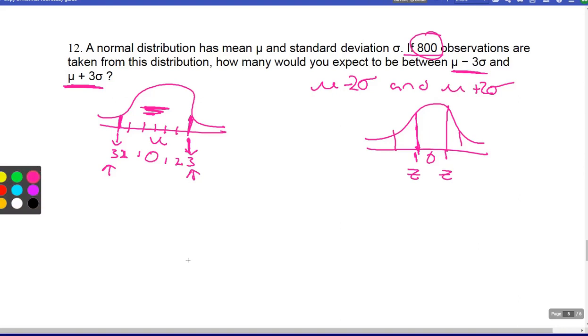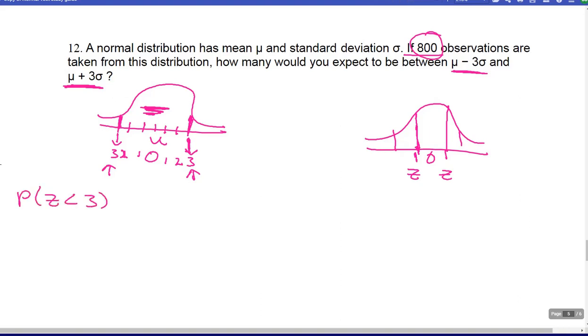In this problem, what I need to do is find the area between these two. So I need to find the probability that z is less than 3. That gives me this, right? Mm-hmm. And then I need to subtract the probability that z is less than -3. You with me? Yeah. All right, so let's try this.